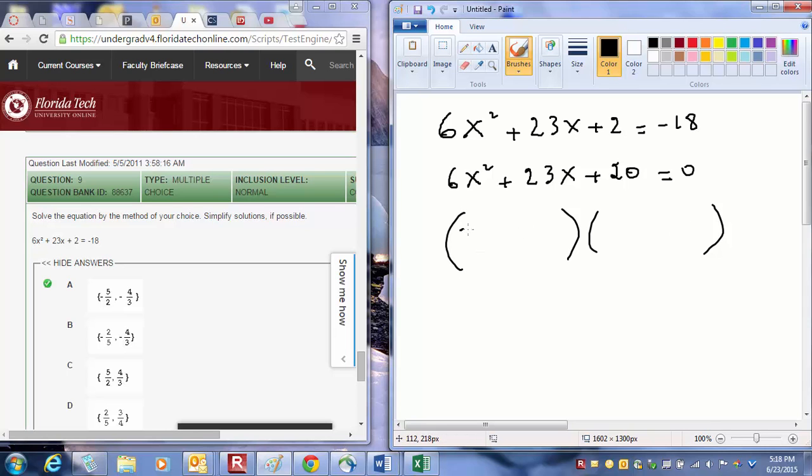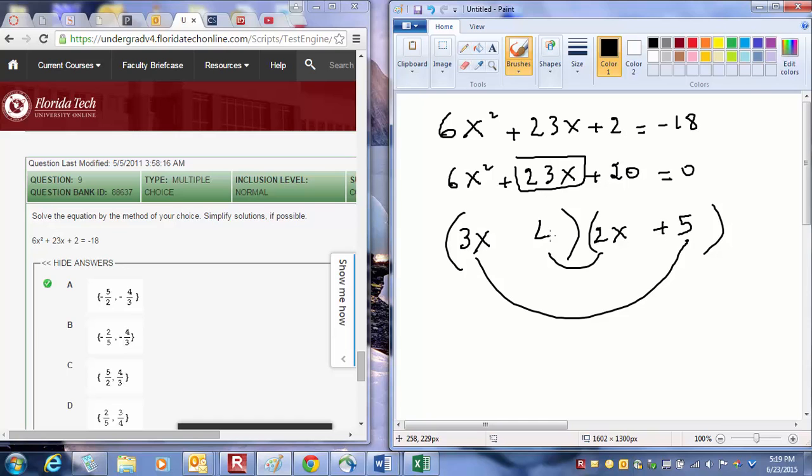How do we get 6x squared? It's 3x times 2x would be the best option, and 20 is 4 times 5, but I want to get the 23x in the middle. So if I put 4 here, I get 12 and put 5 here, I get 10. 12 and 10 is 22. It's not going to give me the answer. Let me try 5 here and 4 here. This is 15x and this is 8x, and the sum is 23x, so that's the best option.